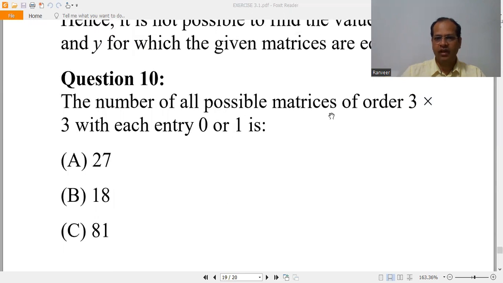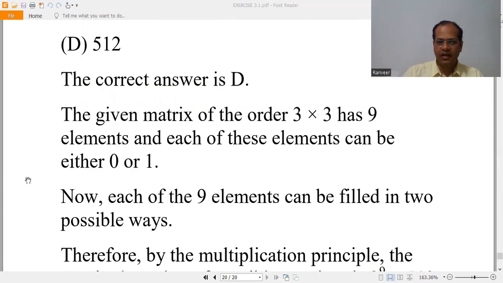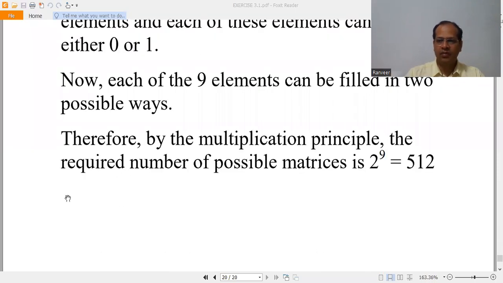The number of all possible matrices of 3 is to 3 with each entry 0 or 1. If each entry is 0 or 1, now order is given 3 is to 3. That is total number of element is 9. Each element can be either 0 or 1. Now each element can be filled in that there are two ways we can fill. Either we can fill 0 or either we can fill with the 1. So by multiplication principle we know there are two possibilities, then 2 power, total number of elements are 9, 2 power 9, that is 512.